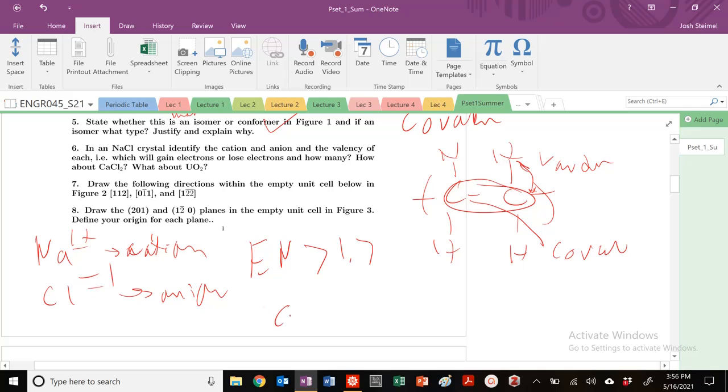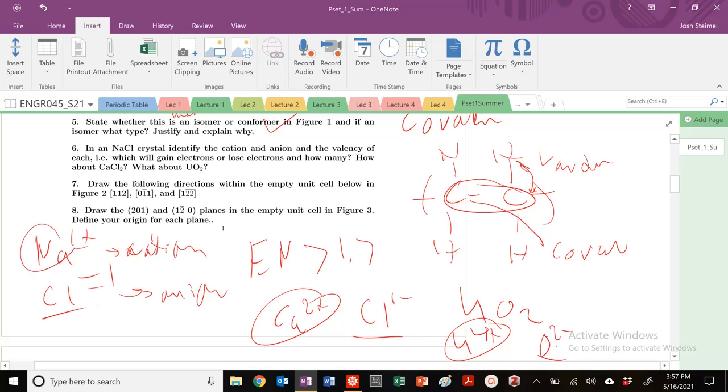How about CaCl2? So Ca is going to be 2 plus. Cl is going to be 1 minus. What about UO2? U is going to be 4 plus. O is going to be 2 minus. So that's it. Again, cation, cation, anion, anion, anion, cation. So lose 2 electrons, lose 4 electrons, we're good to go.